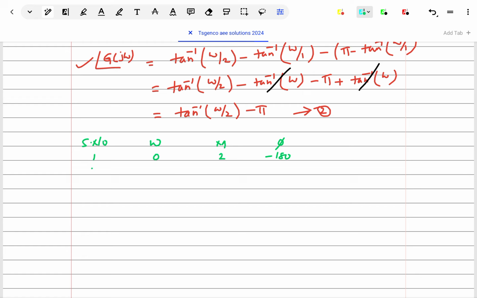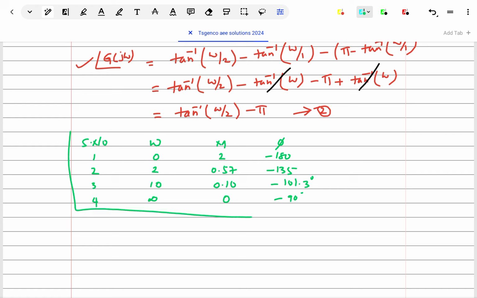Similarly, serial number 2: ω = 2, the magnitude is 0.57 and the angle is -135 degrees. Similarly, I take ω = 10, the magnitude is 0.10 and the phase angle is -101.3 degrees. And the last value, if I take ω = infinity, the magnitude becomes 0 and the phase angle becomes -90 degrees.